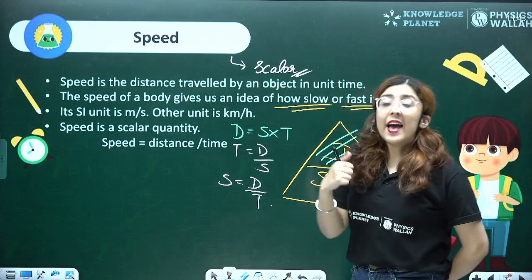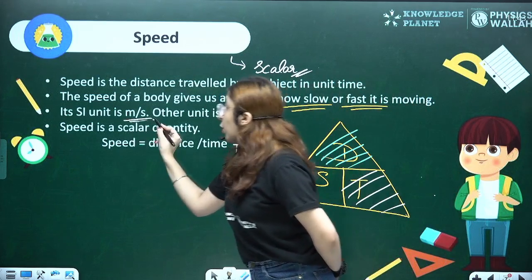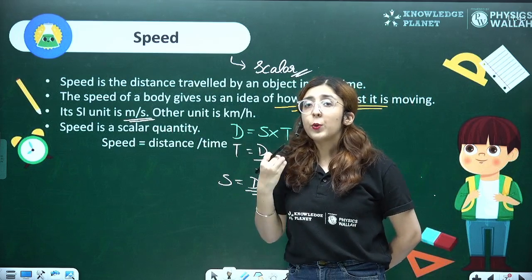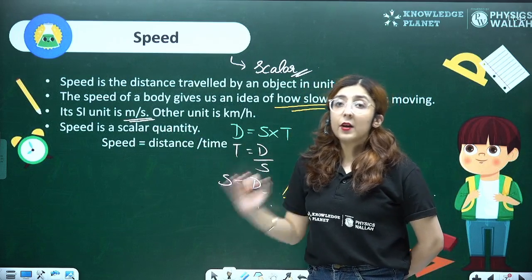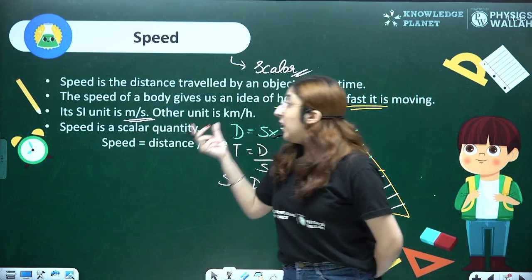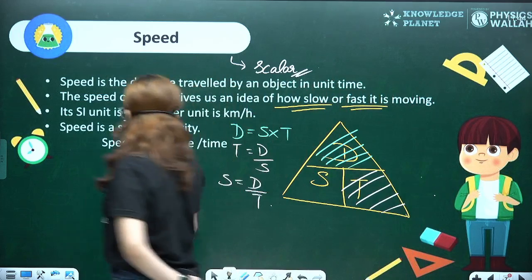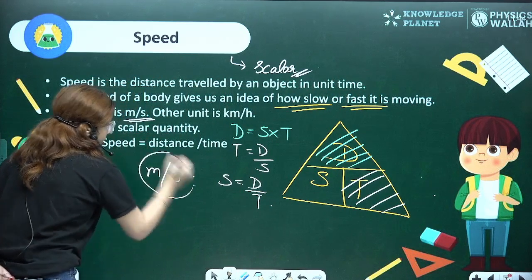And the SI unit of speed will be nothing but meter per second. All of you, this is the biggest confusion that we encounter. We say it's kilometer per hour. No, kilometer per hour is the other unit that we use. The initial, the static and the standard one would be nothing but meter per second. SI unit, meter per second.